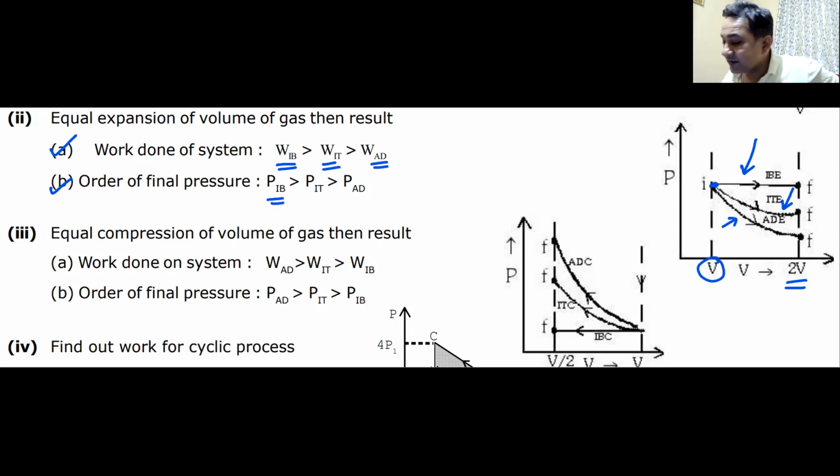Similarly, the final pressure is highest in the isobaric process. It does not change. The second is the pressure in the isothermal process, and the third, the lowest final pressure, is in the adiabatic process. Are we getting this? Anyone got this?